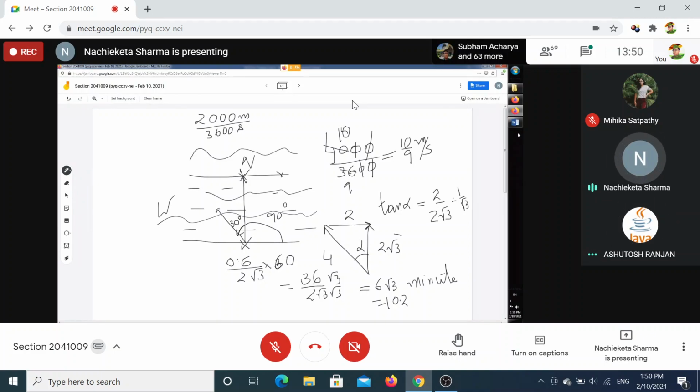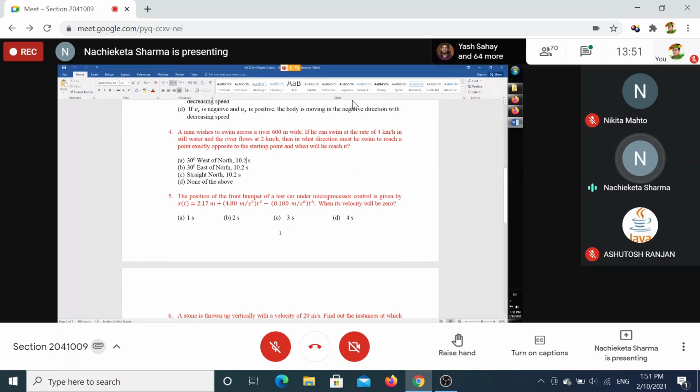Yes, 6 root 3 is coming 10.4. Maybe, let us find out. 1.732 into 6, maybe. I have not calculated exactly. 6 twos are 12, 6 threes are 18, 19, 6 sevens are 42, 43, 4. Yes, you are right. So 10.4 second, you are right. So we can make it 10.4 second.